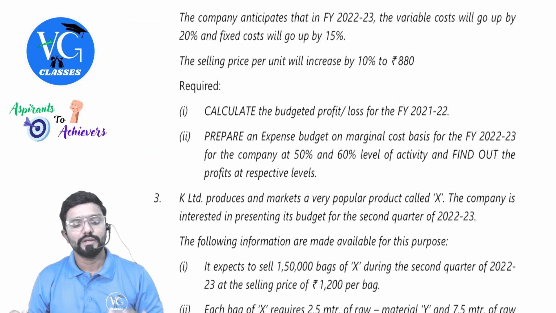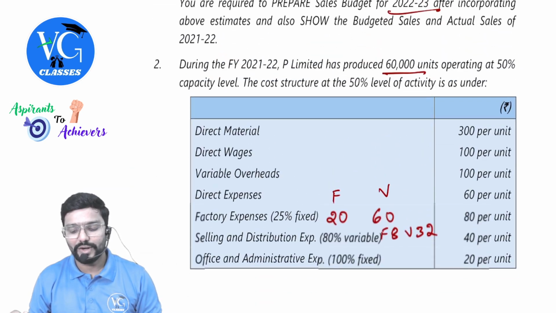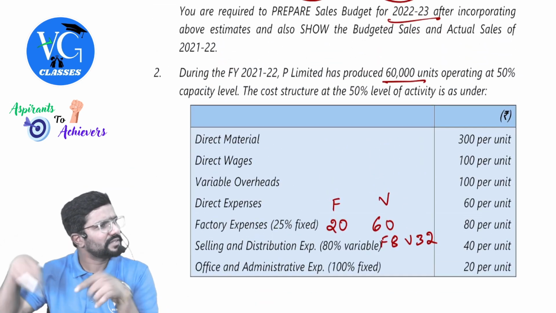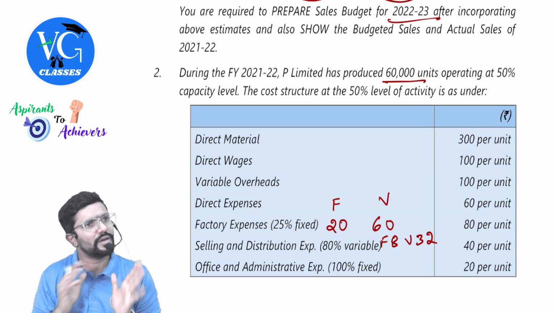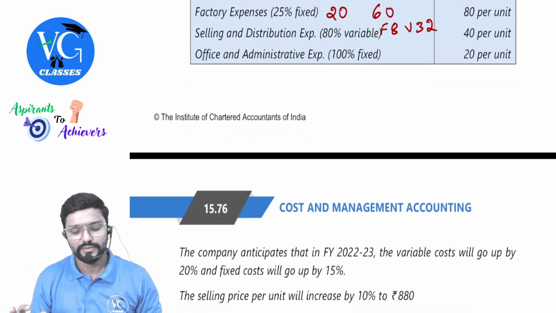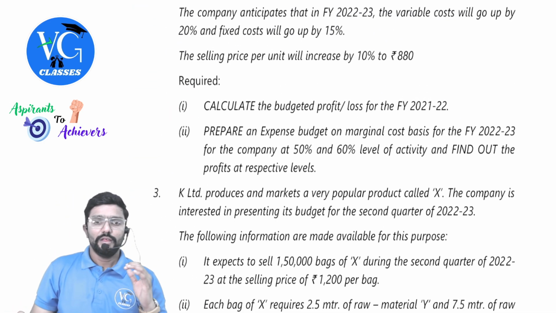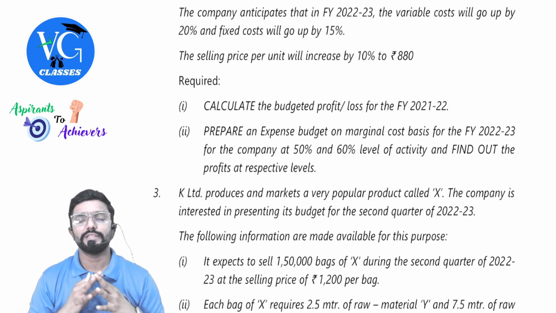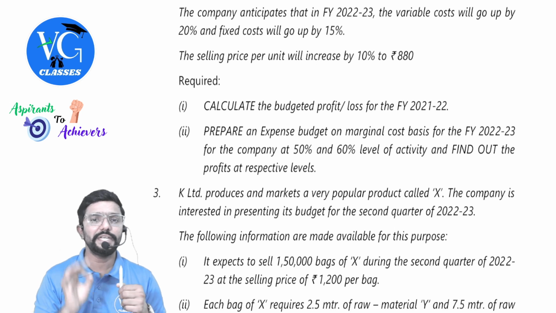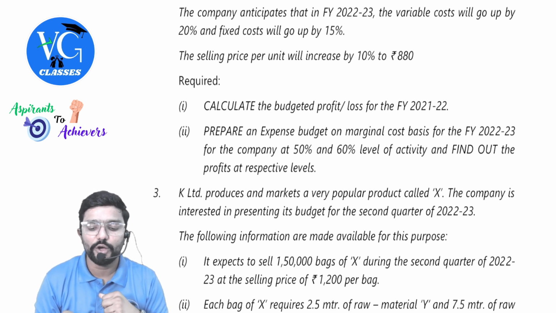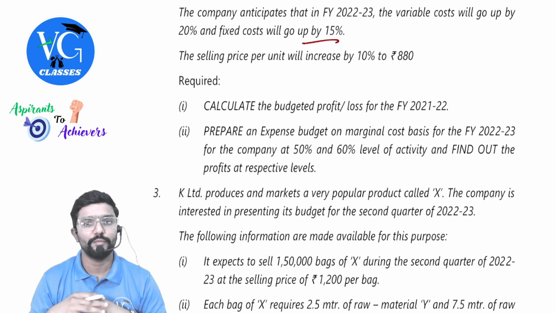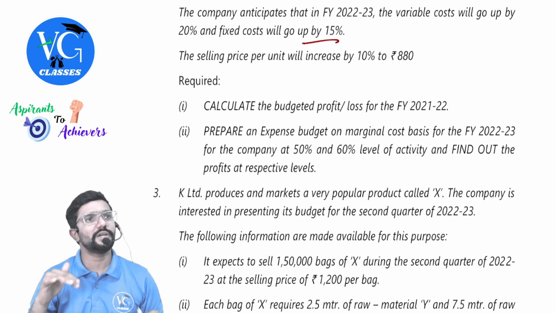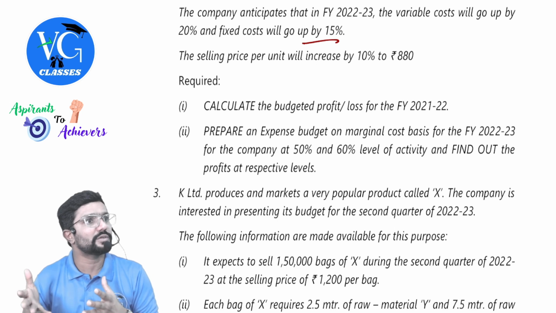Okay. And 20 rupees, if I want to calculate total, what do I do? Fixed and all into 60,000. That's all, fixed element is like that only. Correct? The company anticipates that in financial year 22-23, the variable cost will go up by 20% and fixed cost will go up by 15%. Sir, fixed cost you have taught us will not change. No, sir, here they are giving in the question, it will change.